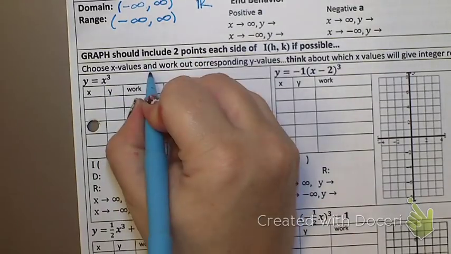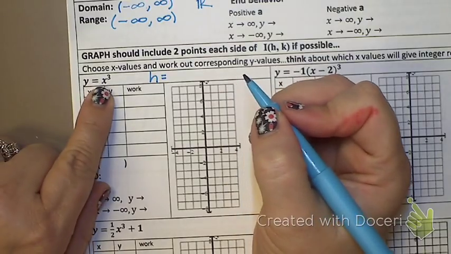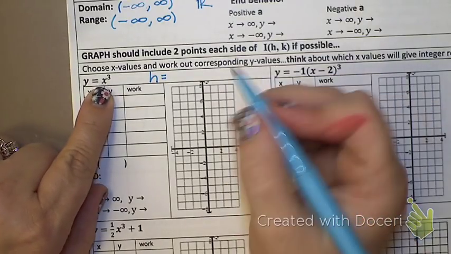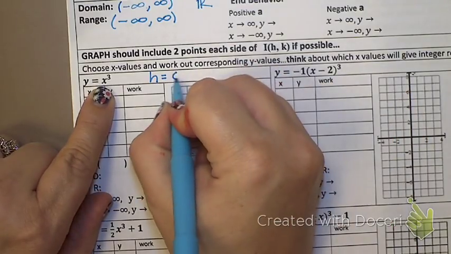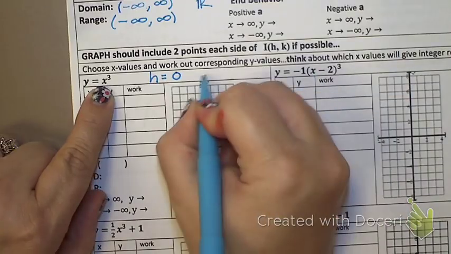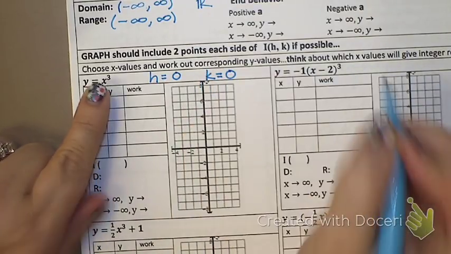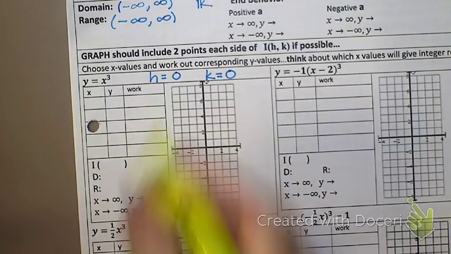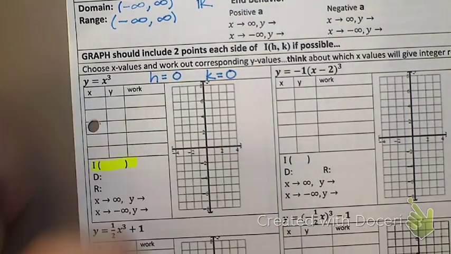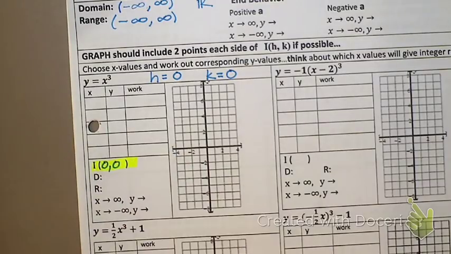What is my h value? Anything in parentheses with the x? Nothing, right? So h is 0. What is my k value? Also 0. So that makes my inflection point what? 0, 0. We said that up above, didn't we? Well, now we reiterated it.